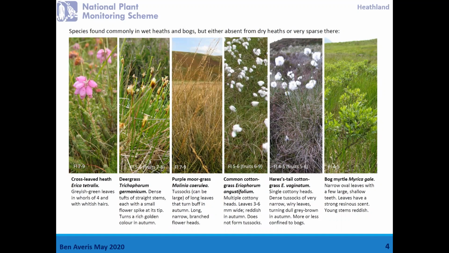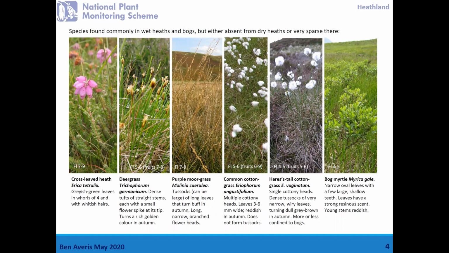Deer grass is a kind of sedge that grows in little tufts with very straight stems. They might look a bit like leaves at first, but they're actually stems, each one with a very tiny flower spike on top, a little dull brown thing. Purple moor grass is a big tufted grass, very distinct, with long flower heads that come up in the summer, and the leaves are long and fairly wide in the middle, and they narrow down to the base and they fall off in the winter and form a big mat of pale buff coloured leaf litter between the tussocks.